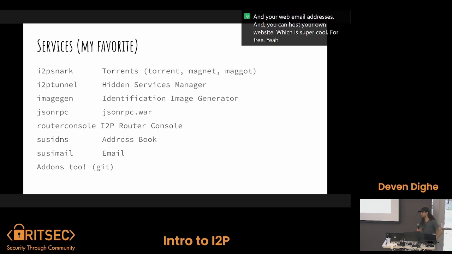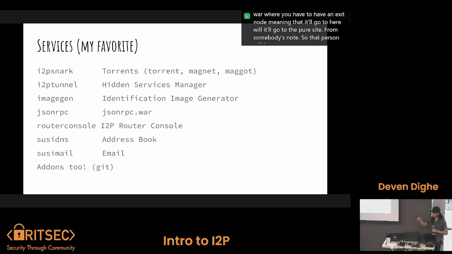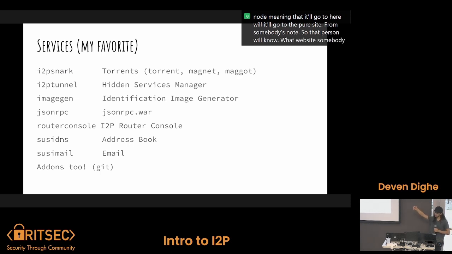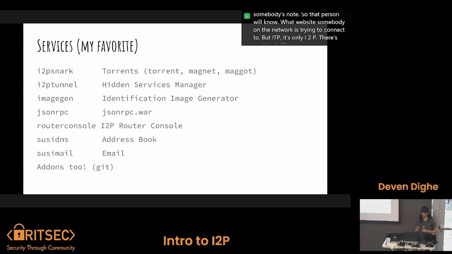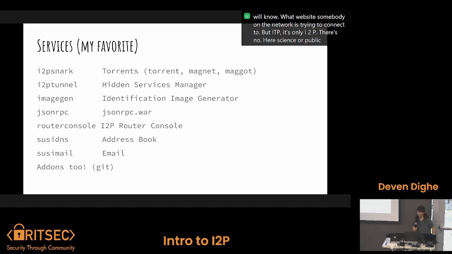Because in I2P there are no exit nodes, which is a common criticism against Tor, where you have to have an exit node, meaning that it'll go to the clear site from somebody's node. So that person will know what website somebody on the Tor network is trying to connect to. But with I2P, it's only I2P. There are no clear sites or public IPs, no external networks or IP addresses or websites.